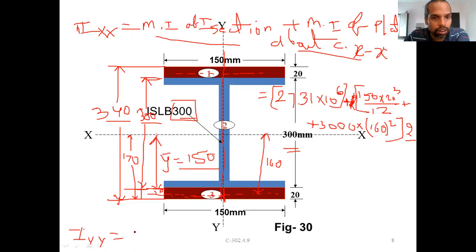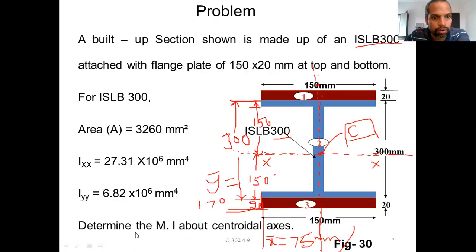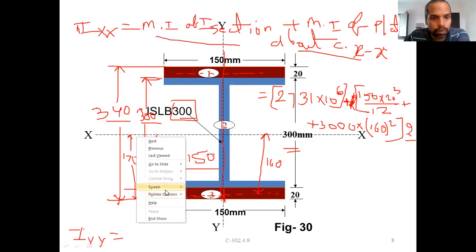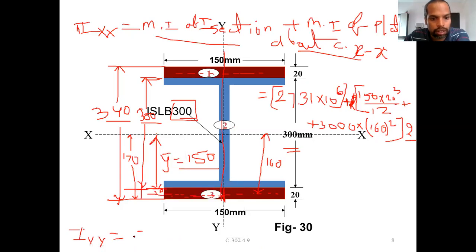So what is IYY? It is 6.82 into 10 to the power of 6, plus the plate's moment of inertia about the y axis. It's nothing but 20 into 150 cube. Don't forget, it is dB cube by 12, so don't write blindly. That's again 150 into 20 cube. That's all, it's my mistake. So 150 into 20 cube by 12.